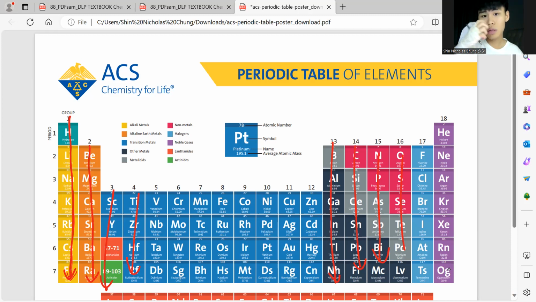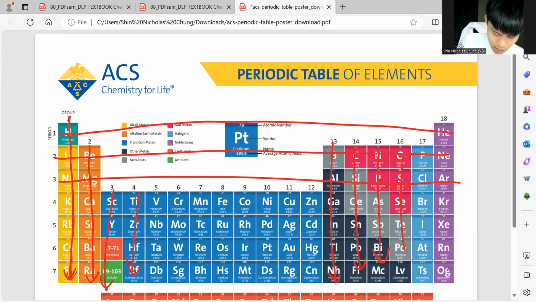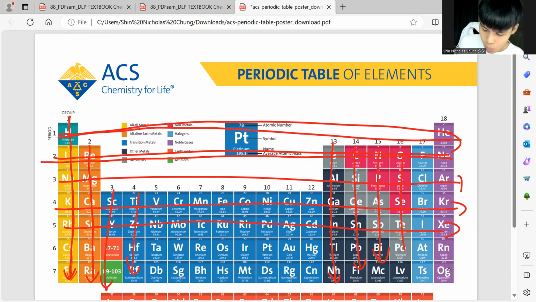So how about period? In a periodic table, we have 2 things here: group and period. Period is the horizontal row. It goes like this, from left to the right. So this is what we mean by period. Here will be your period 1, period 2, period 3, and period 4. This is the first thing you need to understand: what we mean by group and period, and how you see it.